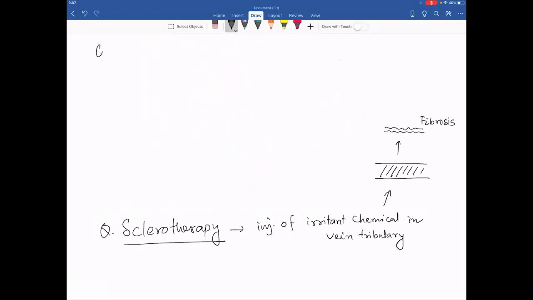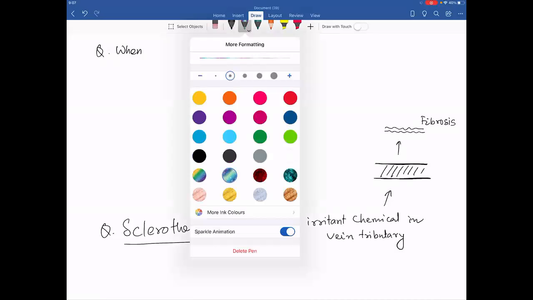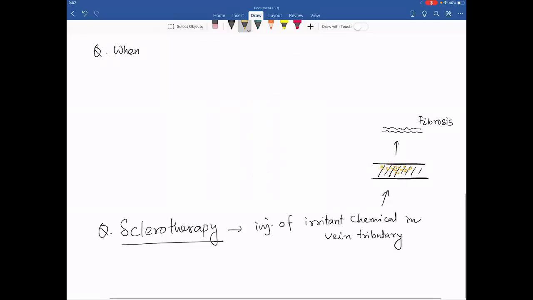Now, when is sclerotherapy done? Sir, simple. This is the vein. You have given some amount of chemicals in this part. So when you give a chemical in this part, what happens to the vein wall? The two vein walls undergo an inflammation, irritation. Inflammation and irritation lead to a microclot formation. Clot formation will one day undergo fibrosis. And when there is a fibrosis, the vein is obliterated. Have you understood?